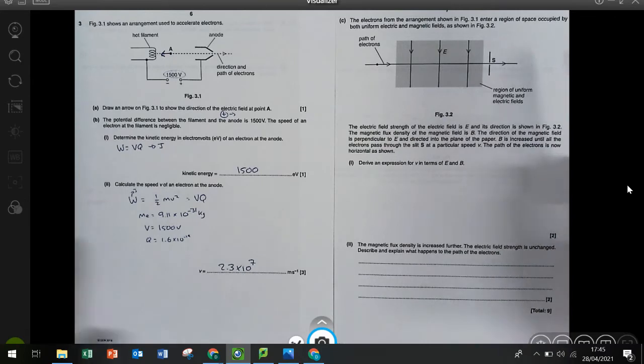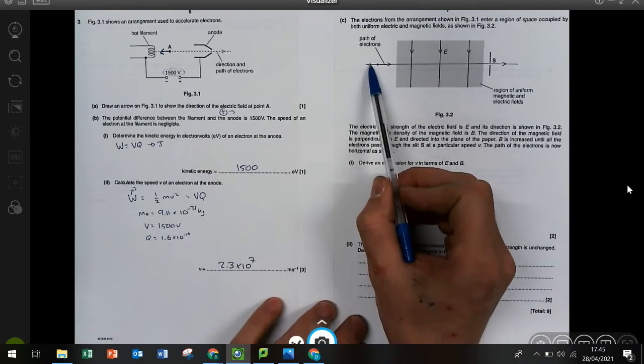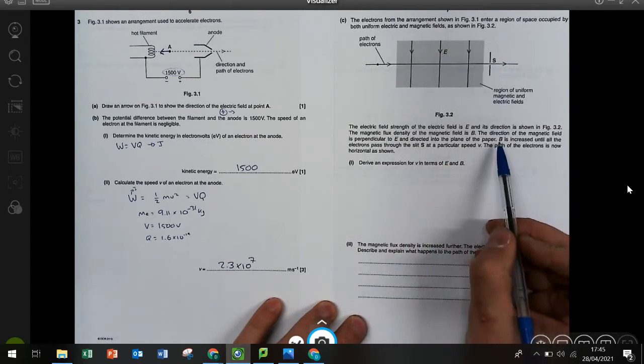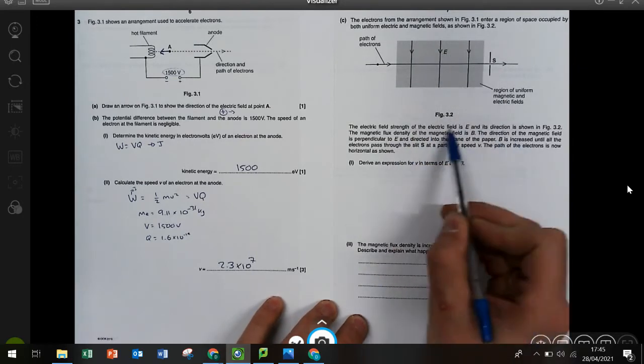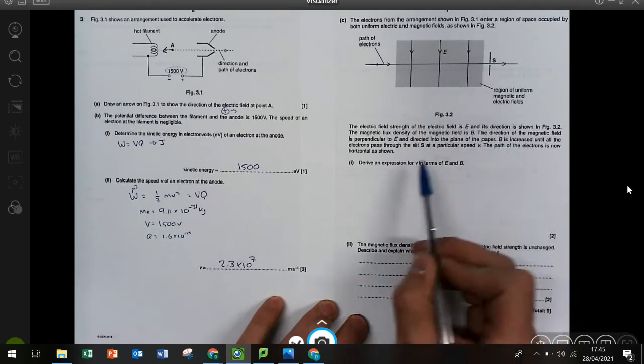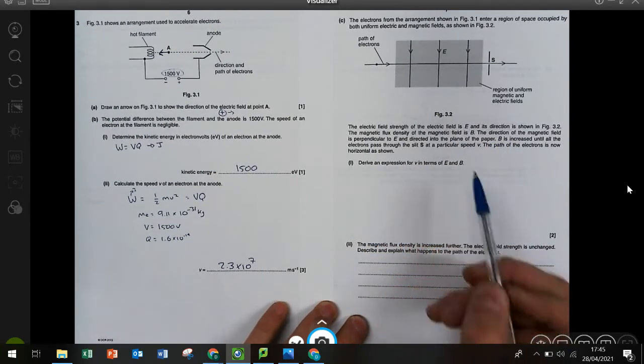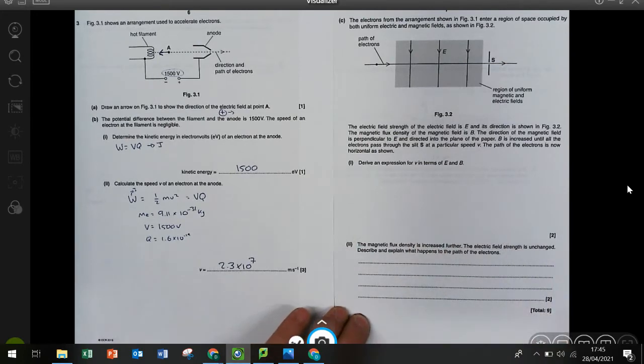Okay, question C is all about the electron carrying on and entering a region of both an electric field and also a magnetic field, and it tells you the information about the magnetic field here. Derive an expression for v in terms of E and B. This is a classic question that comes up all the time.